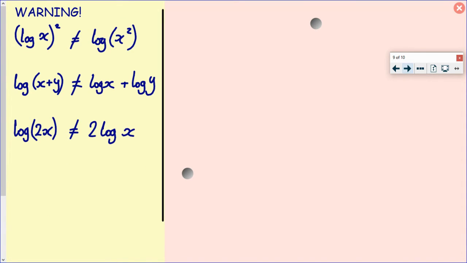There are a few warnings that we need to be careful of. Log x all squared is not the same as log of x squared. Similarly, log of x plus y is not the same as log x plus log y. These are different things. And then down here, it's basically the same rule as before, but log of 2x is not the same as 2 log x. We don't have the rules yet to be able to manipulate these, and these aren't the correct rules.